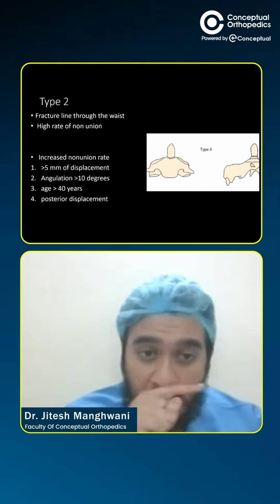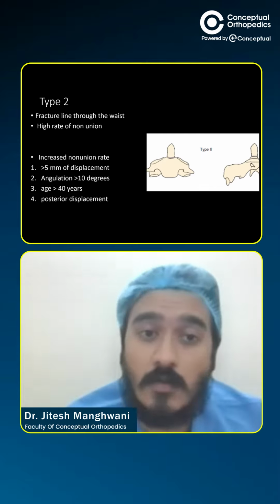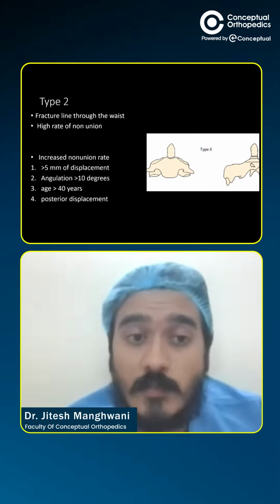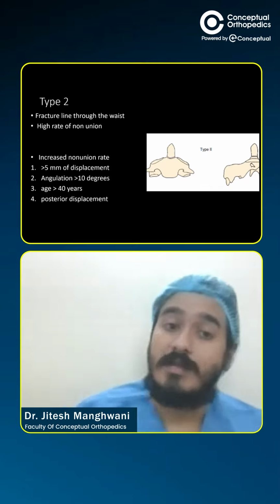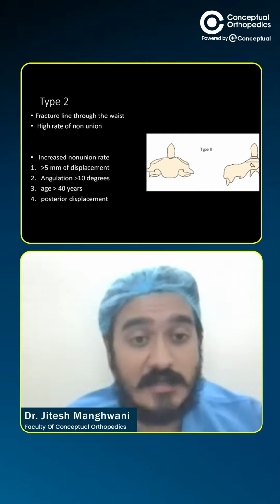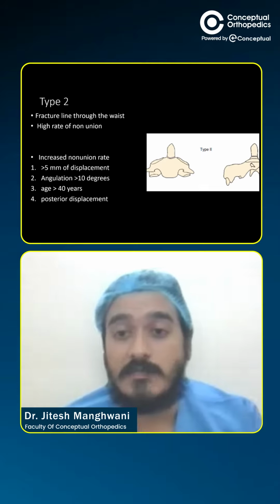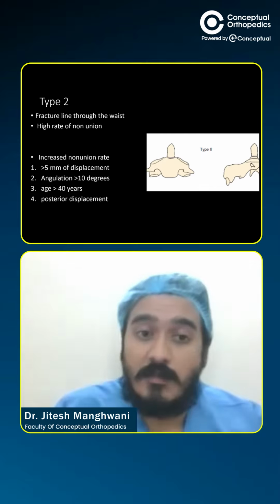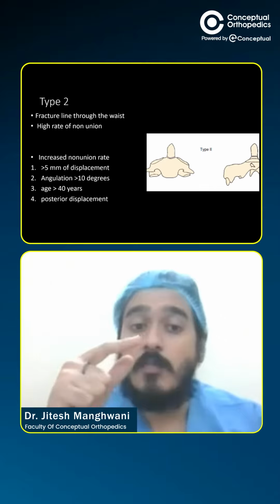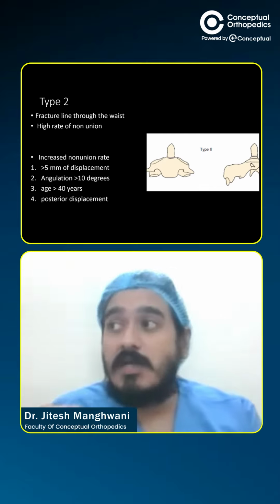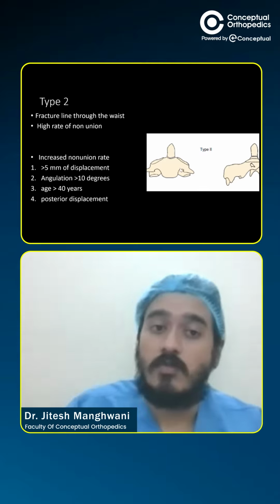So I'm repeating, which are the fracture patterns which generally have a tendency of going into non-union: more than 5 millimeters of displacement, angulation more than 10 degrees, age higher than 40, and significant posterior displacement. So these are notorious to go into non-union.